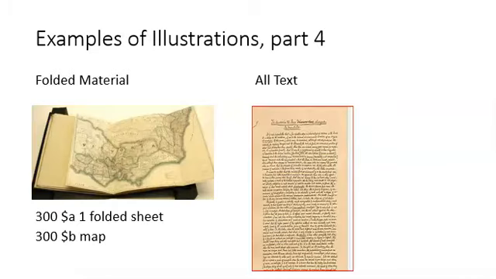When illustrative content is on a leaf or page that is larger than the volume in which it resides, the fact that it is folded is described in the MARC 300 subfield A for extent, and the image is described in the MARC 300 subfield B for illustrative content. In the event that a book is entirely text and does not contain any illustrative content, leave the MARC 300 subfield B out of the descriptive record.